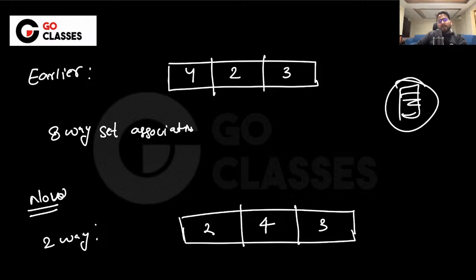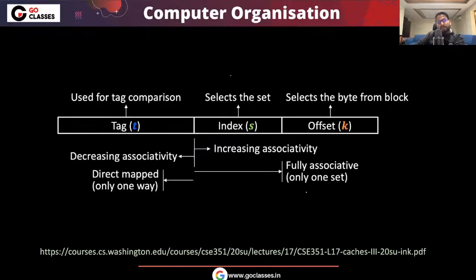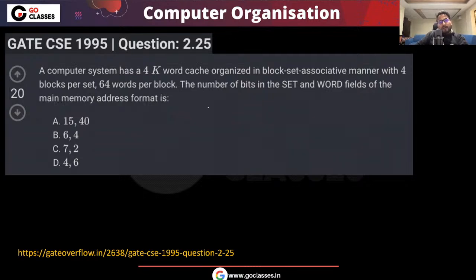Okay, right? Now, I hope you understood this. Now let's just answer this question. A computer system has a 4K word cache organized in a set associative manner with 4 blocks per set. Okay, this is 4K. So the cache size is given to us as 2 power 2 into 2 power 10 words, which is 2 power 12 words, right?